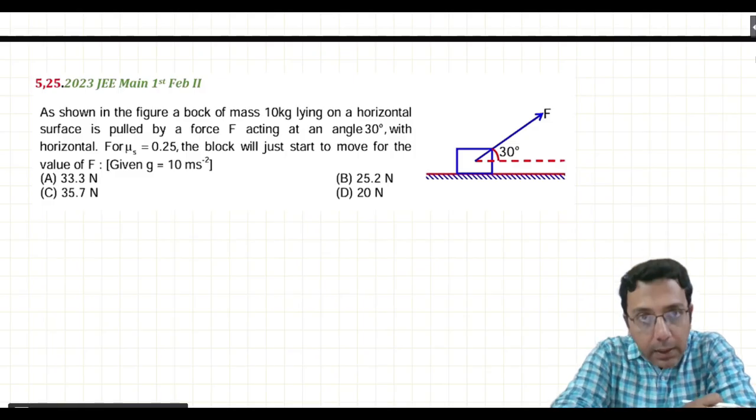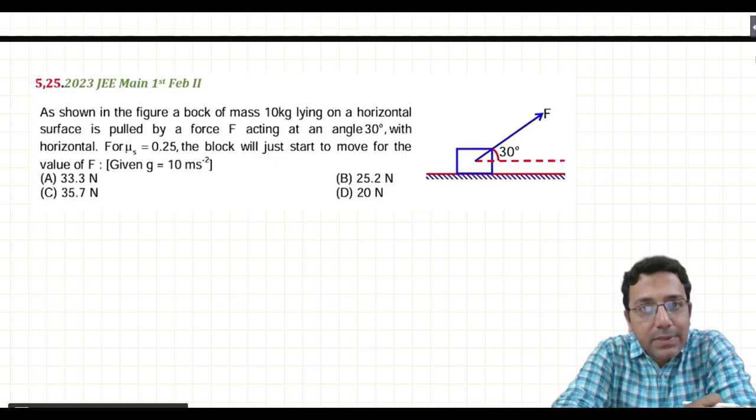As shown in the figure, a block of mass 10 kg, lying on a horizontal surface, is pulled by a force F acting at an angle of 30 degree with the horizontal. Mu s is given, so the floor is no longer frictionless, it is rough. Mu s is given. The block will just start to move for the value of F. The block will just start to move.